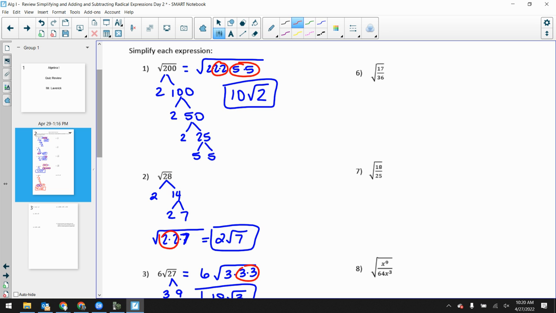Number 6, radical 17 over 36. Now, for this one, I need to break that apart. But before I do that, I should check to see if it could reduce. Like 17/36. Can I reduce that? Well, think about 17. What can I divide 17 by? 1 and itself, right? Is there anything else? No. Can I divide 36 by 17? No. So that fraction cannot reduce. If the fraction cannot reduce, then you break it apart.